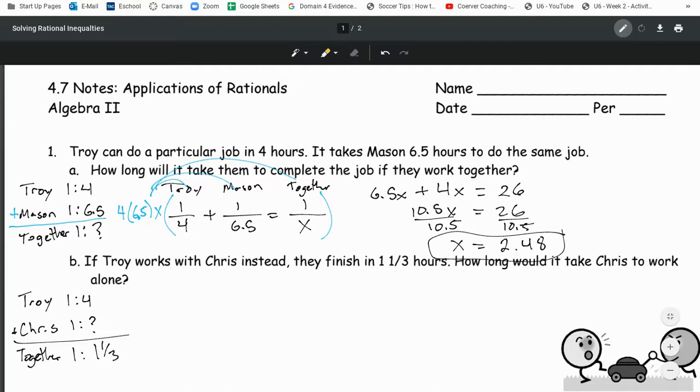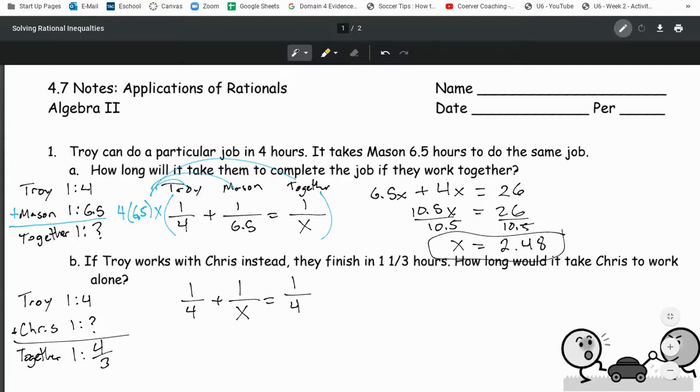Now, I don't like that mixed fraction, so I'm going to change this to an improper fraction. So 1 1/3 becomes 4 over 3. I just changed it to an improper fraction instead of a mixed fraction. 4 over 3 is the same thing as 1 1/3. So now I have my information, and now I write my equation: 1 over 4 plus 1 over x, because I don't know how long it takes Chris, is going to equal 1 over 4/3.